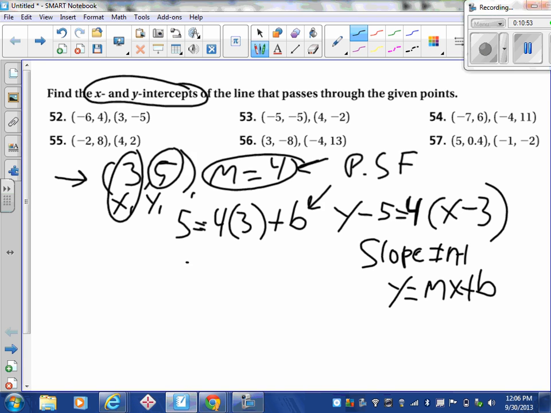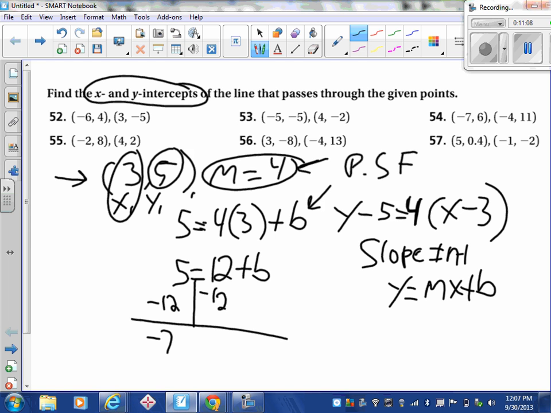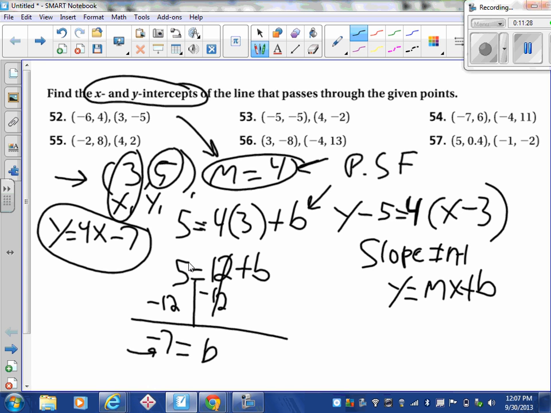So I have 5 equals 4 times 3 is 12 plus b. And I subtract 12 from both sides. 5 minus 12 is negative 7. Those cancel out. That equals b. So my final equation is, using my slope and my y-intercept, I have y equals 4x minus 7 as my slope-intercept form.